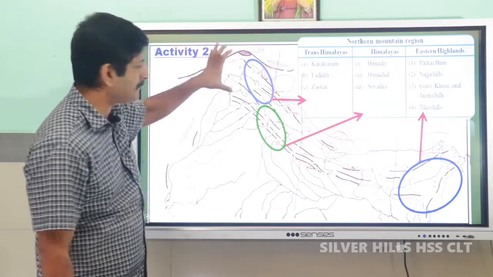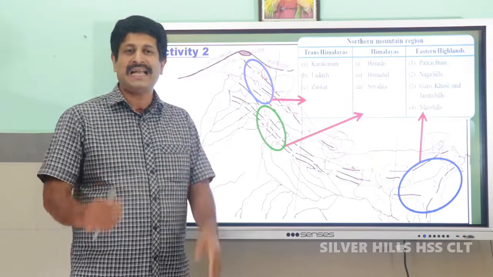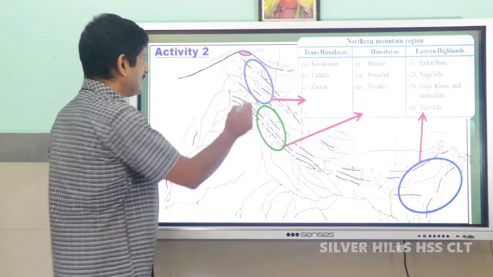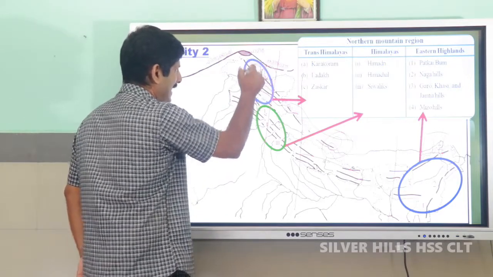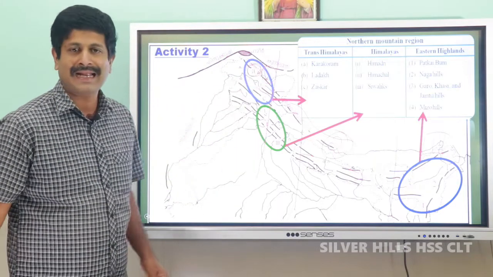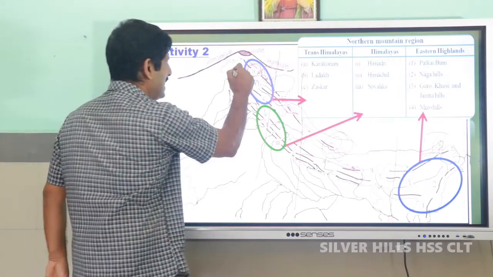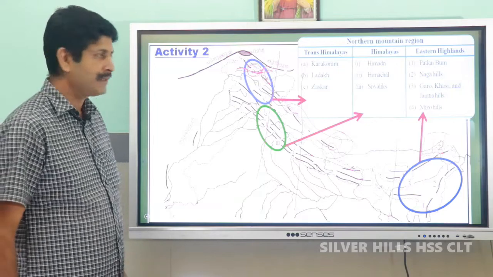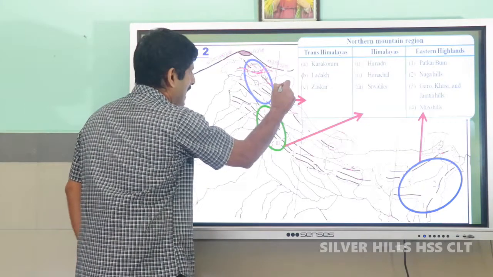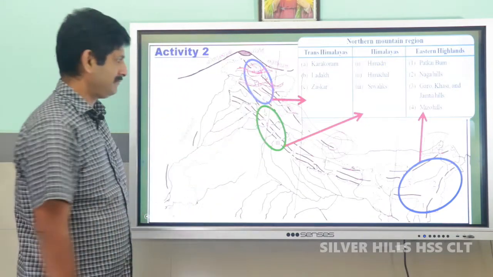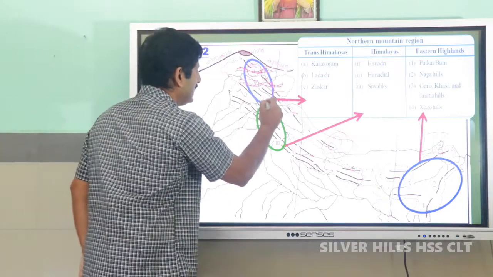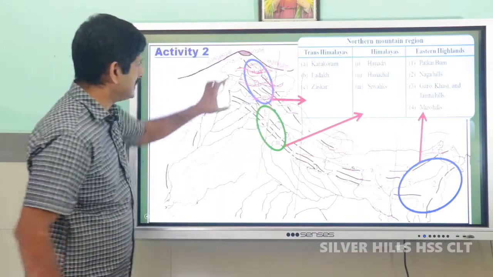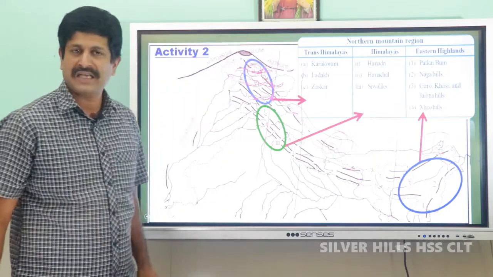Now when we are talking about the first one, it is called Trans-Himalaya. The first point here, A, is called the Karakoram ranges. This is actually the point Karakoram. Now the second one is the Ladakh. Here it is the Ladakh. And the third one is Zanskar. This is what comprises Trans-Himalaya.